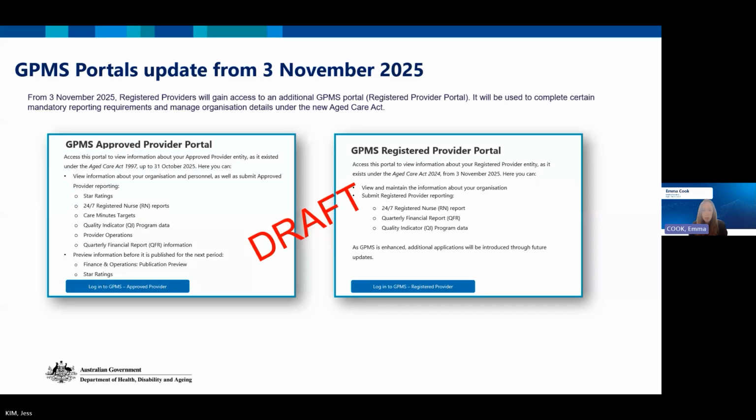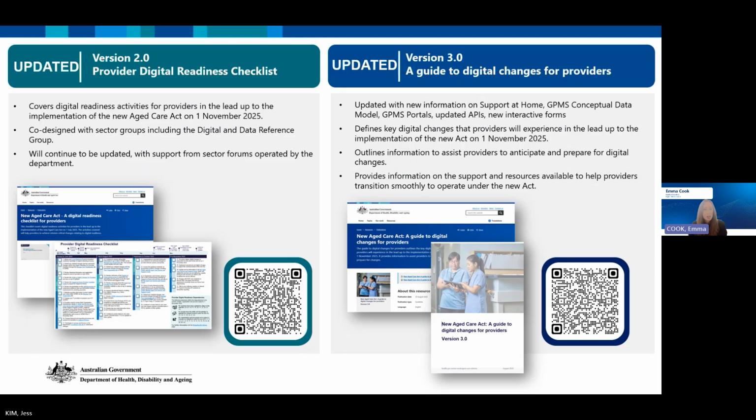So if we jump through to the next slide, we're really on to a number of the guides and materials that do step out all the detail and all the work that has gone in to making all of this happen and to building out the steps that providers will need to take to transition across and prepare for 1 November. And so you'll see here we've got our provider digital readiness checklist and guide to digital changes for providers. Now, these have been published for some time, but of course we updated those to reflect the new commencement date of the new Act. So the provider digital readiness checklist covers digital readiness activities for providers, going a little deeper and with a lot of reference materials to support the milestones that I've just mentioned.